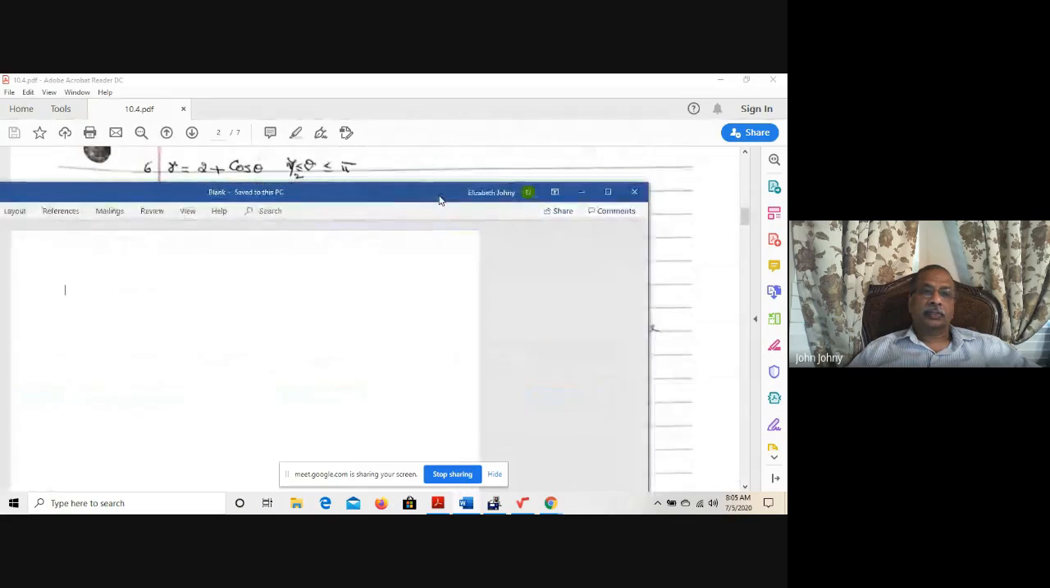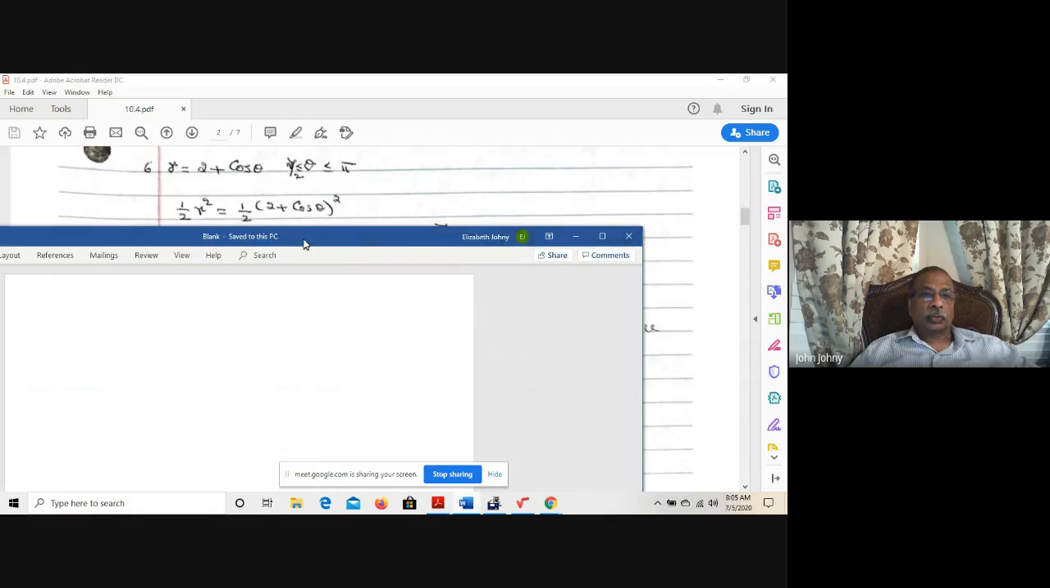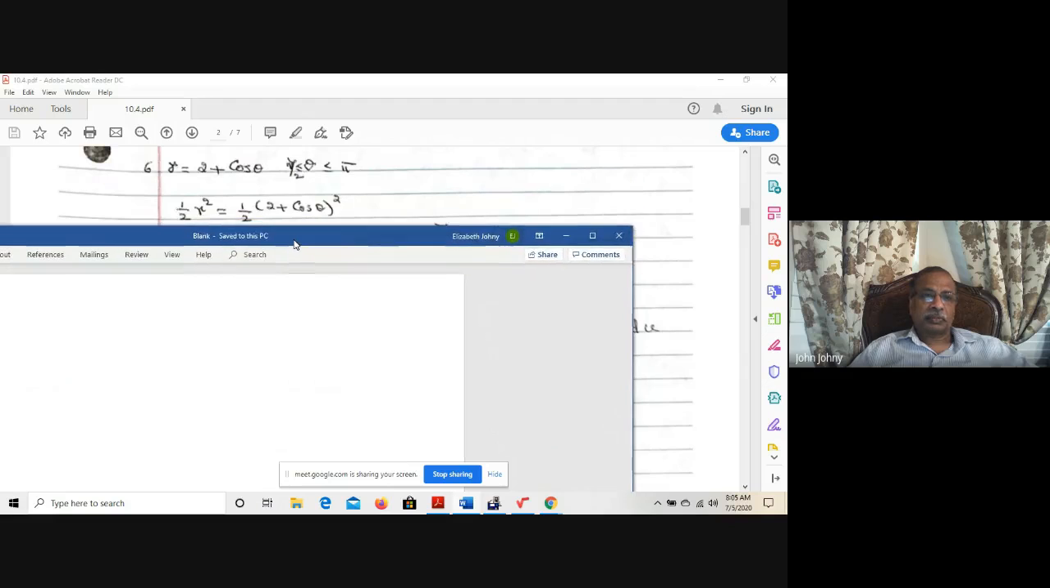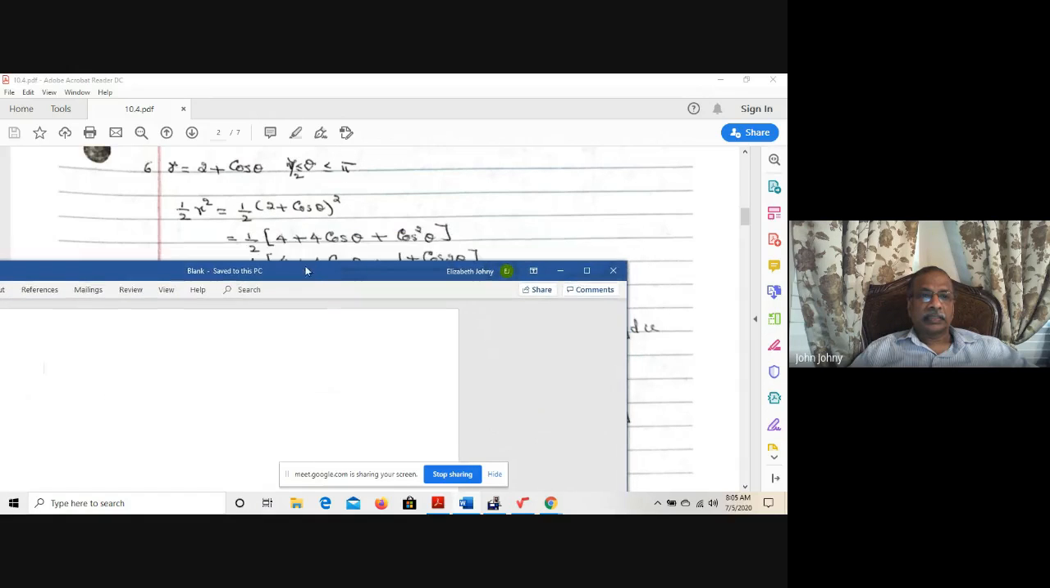Question number 6. r is equal to 2 plus cos theta, pi over 2 less than or equal to theta less than or equal to pi. So here a little bit of algebra is involved, so I'm going to simplify 1/2 r squared first. 1/2 r squared is equal to 1/2 times r, which is 2 plus cos theta, the whole squared. That is 1/2 times 4 plus 4 cos theta plus cos squared theta.